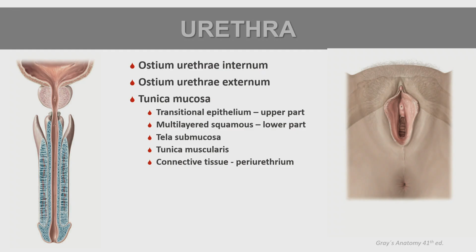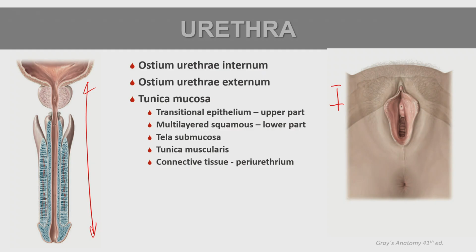Then we have the important outflow from the urinary bladder. There is the urethra. The urethra is different in male and female. Naturally longer in male and short in females. The structure is very similar to the urinary bladder. Only the muscular layer is small, very thin. Inside is transitional epithelium in the upper part. In the lower part it is multi-layered squamous epithelium.